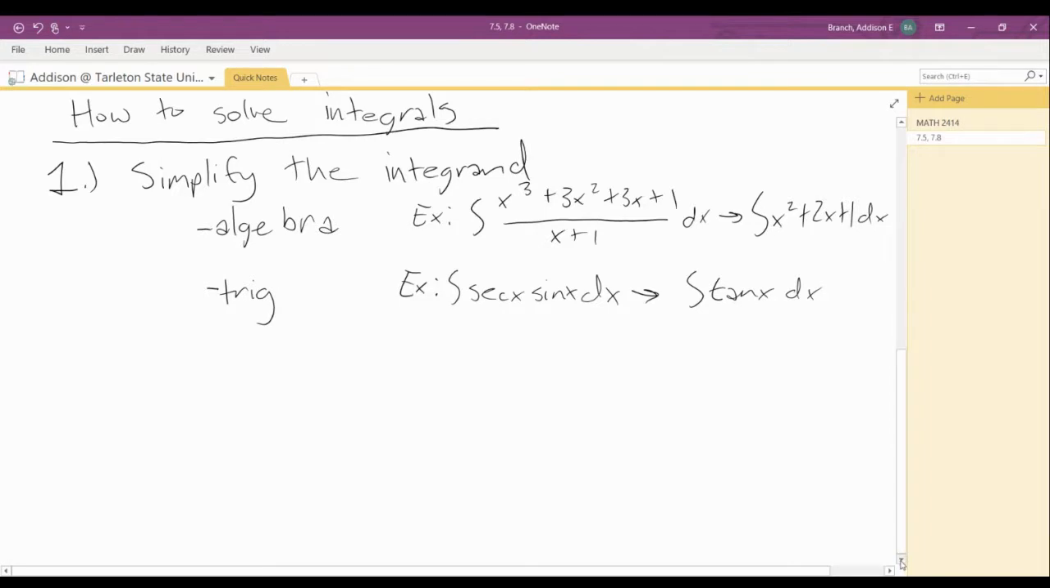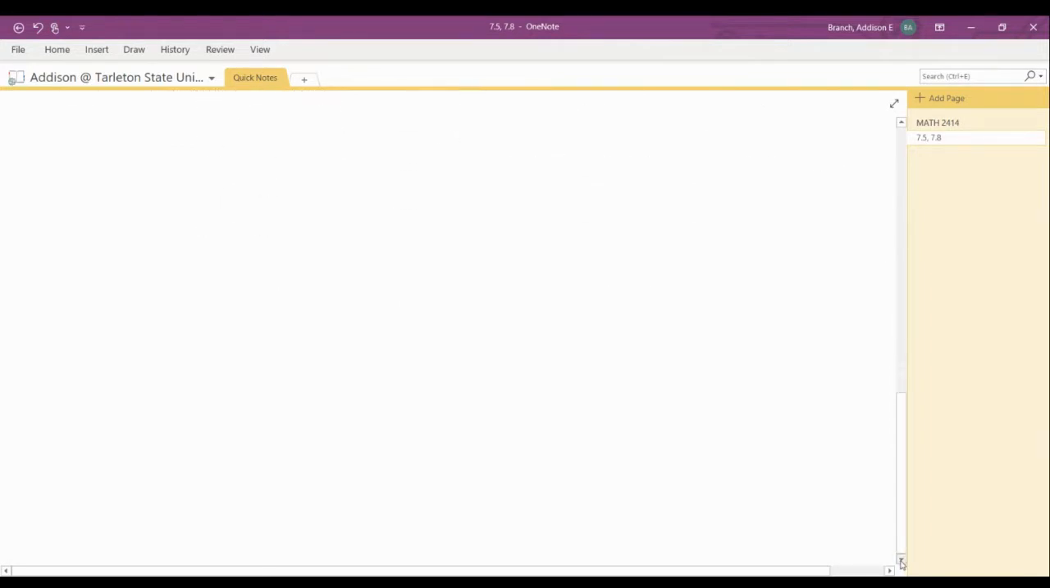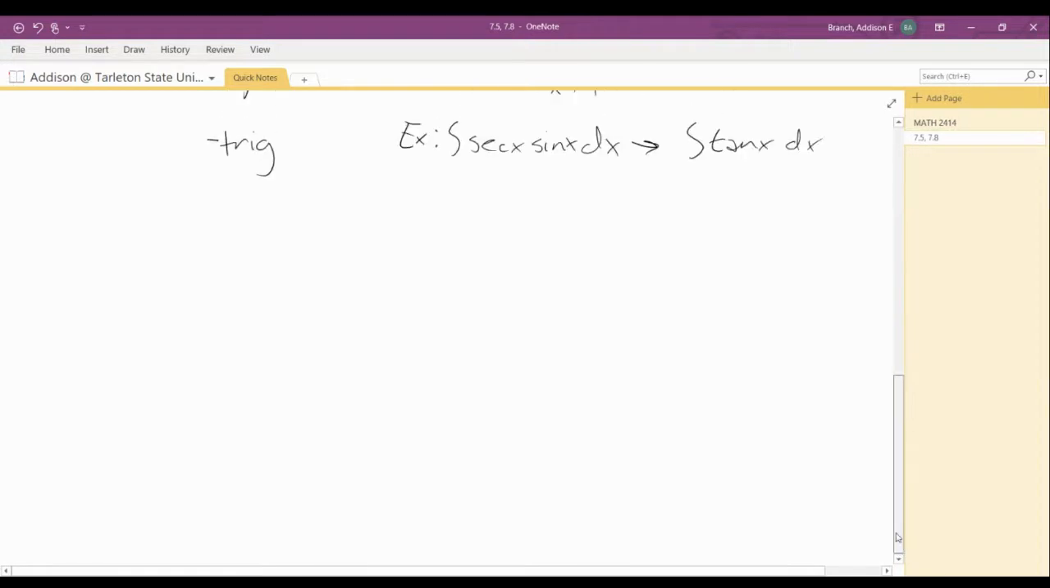Going off of that, our step two would be to look for an obvious solution.